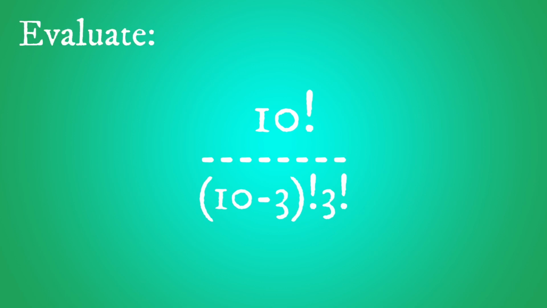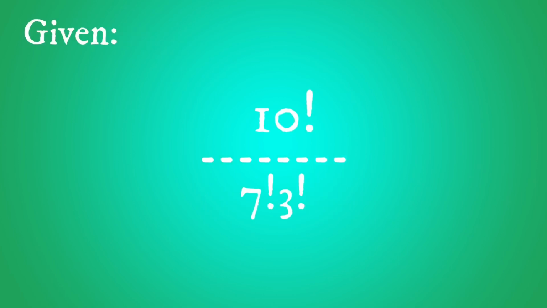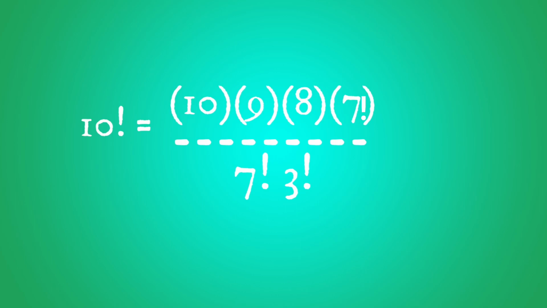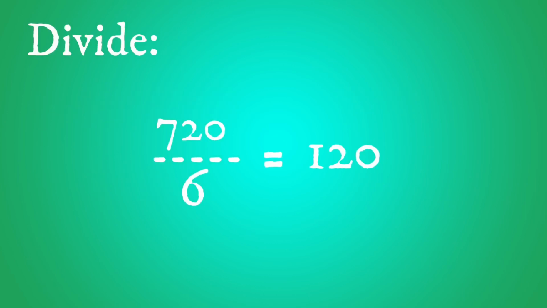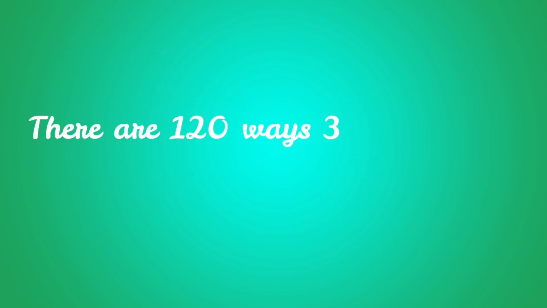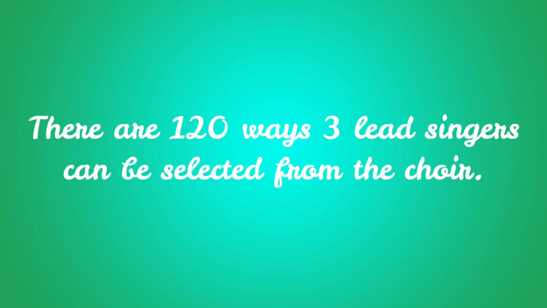Next, we will write down 10 factorial, then subtract 10 minus 3 factorial. So now our given is 10 factorial over 7 factorial multiplied by 3 factorial. Then we will expand 10 factorial, but since we have 7, we will just have 10 times 9 times 8 times 7, and we will cancel 7 factorial. Lastly, we just have to divide 720 by 6. Our answer is 120. So there are 120 ways 3 lead singers can be selected from the choir.